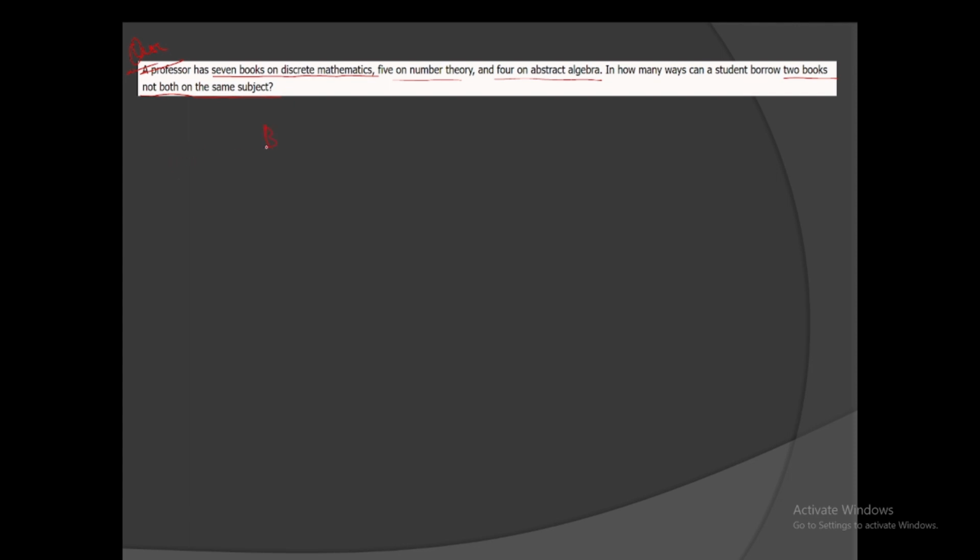So, for example, say book 1 and book 2. Book 1 can be of discrete math. Let me name discrete math to be A, number theory B, and abstract algebra C. So case 1: book 1 can be A, book 2 can be B. Case 2: book 1 can be B, book 2 can be C. Case 3: book 1 can be A, book 2 can be C.